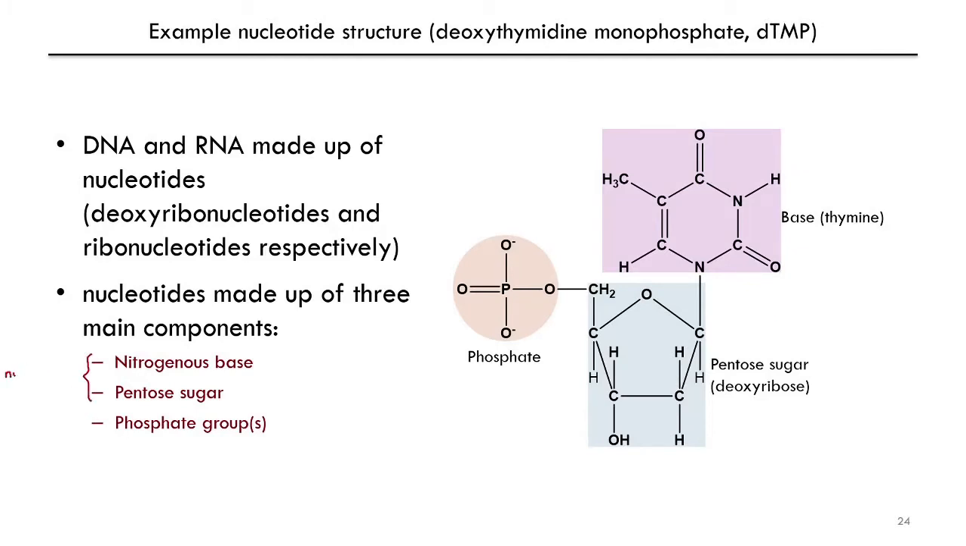It's worthwhile to note that a nucleoside consists of a nitrogenous base and a pentose sugar, whereas the addition of at least one phosphate group to a nucleoside makes up a nucleotide.